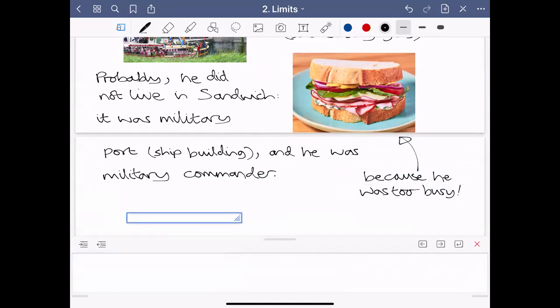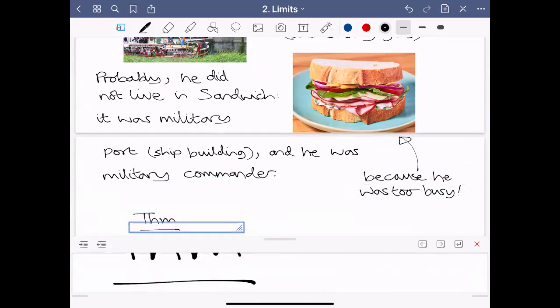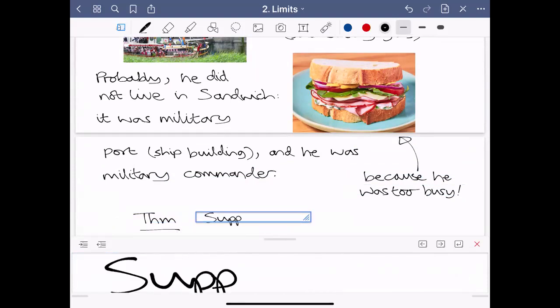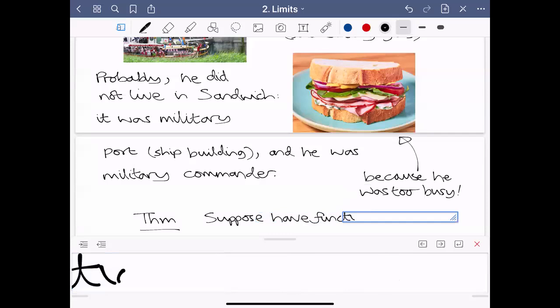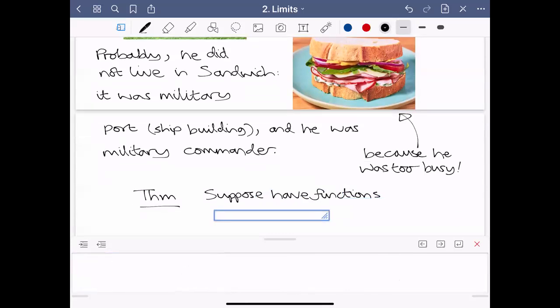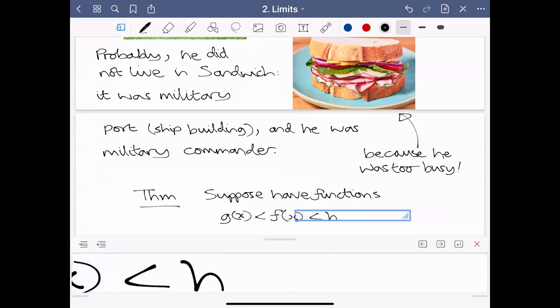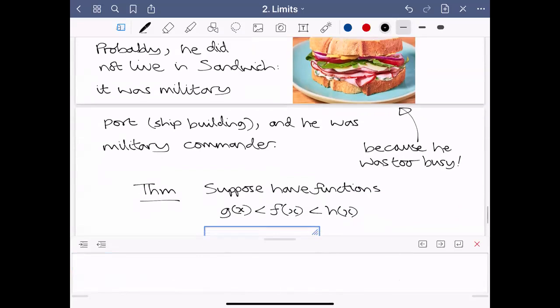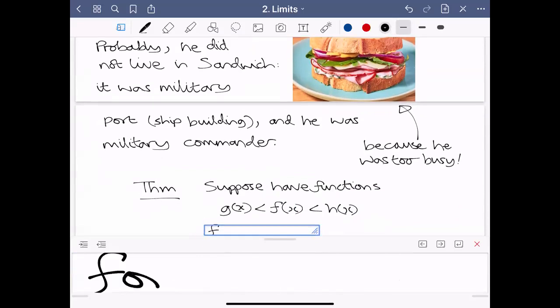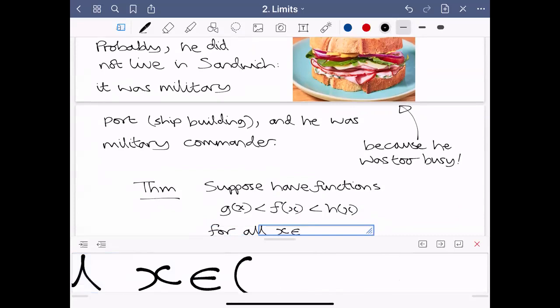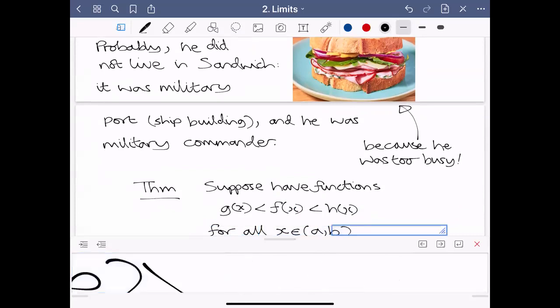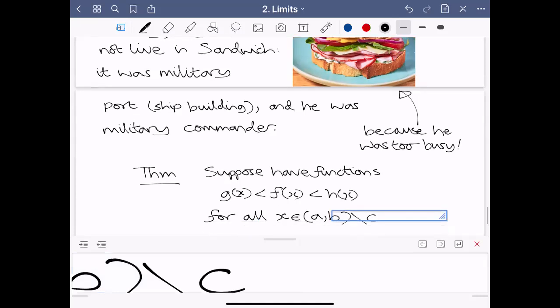So the theorem goes like this. Suppose our functions satisfy f(x) ≤ h(x) ≤ g(x) for all x in some open interval (a, b) with c removed.